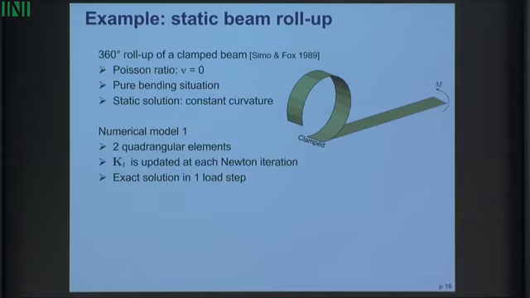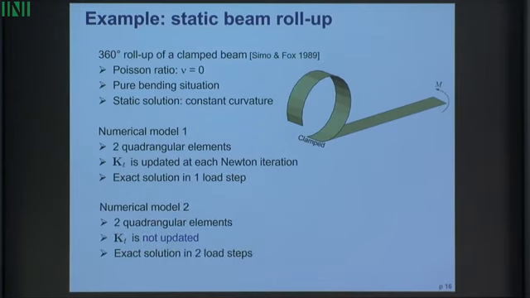And then we tried to skip the update of the tangent stiffness matrix. And in this case it doesn't work. You cannot apply the full load and get the answer. What we had to do was to divide the loading in 2 steps. So you first apply half of the loading and then the other half, and then you manage with this very coarse mesh to get the correct solution.